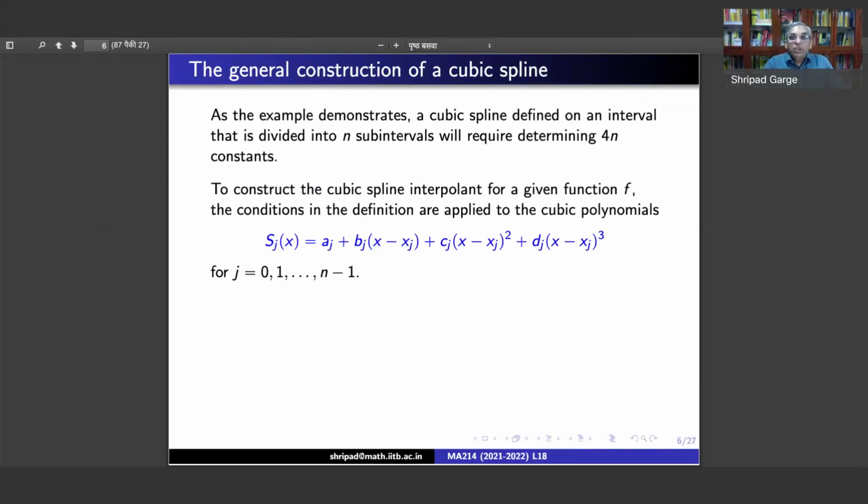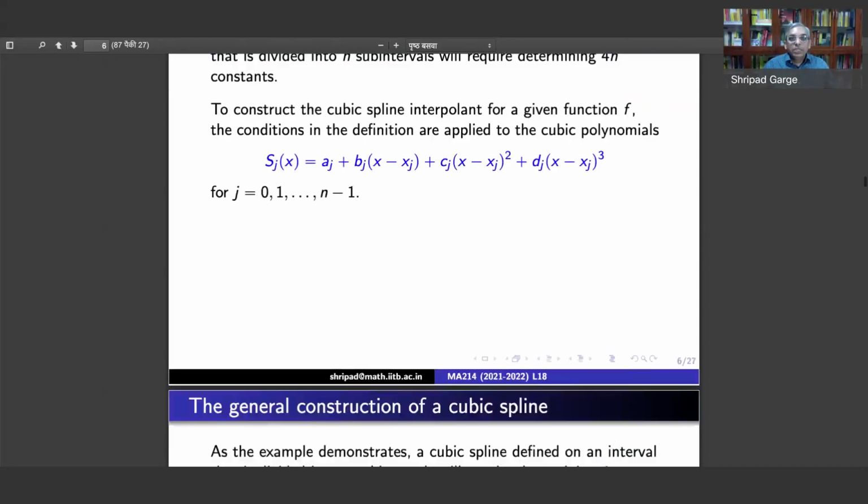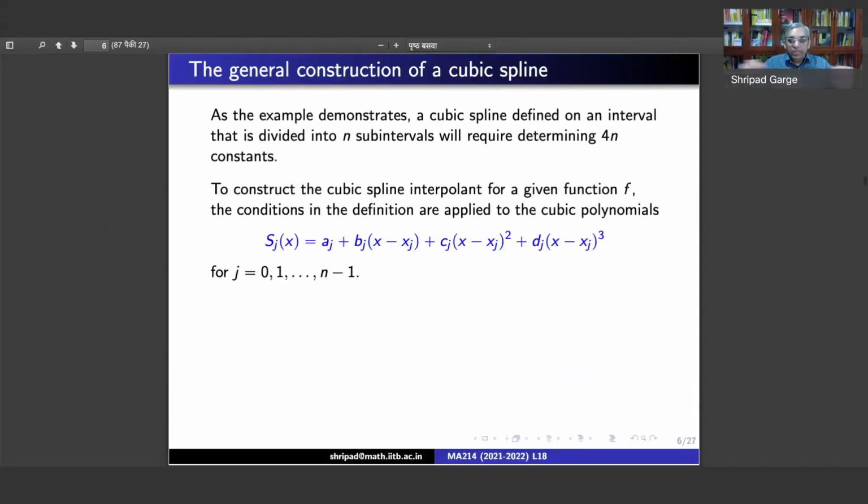So first of all, we have the cubic spline interpolant for a given function f, and the conditions will be applied to this particular cubic that we have here in the blue color, Sj, which will be given by Aj, Bj, Cj, and Dj. Aj will be the constant term, Bj will be the coefficient of x minus xj, Cj will be the coefficient of square of x minus xj, and Dj will be the coefficient of the cube of x minus xj. What happens is that when you put x equal to xj in Sj, you will get that the Sj of xj, which has to be the function value at xj, has to be equal to Aj.